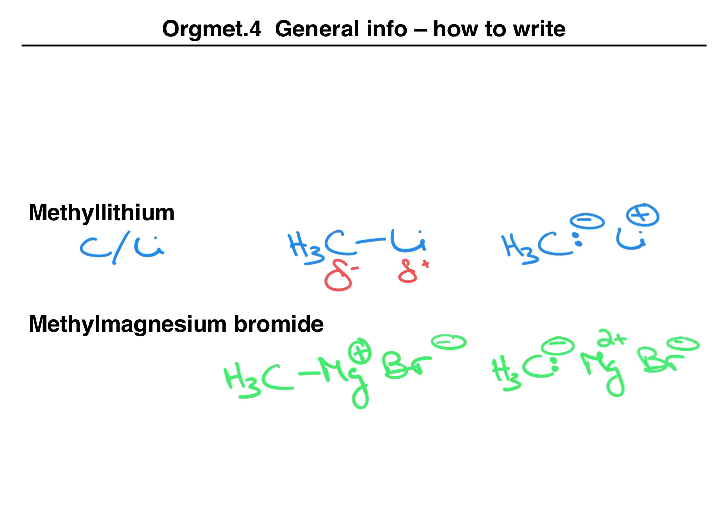Ideally, we want to write it based on the bond, whether it's primarily ionic or primarily covalent. But in terms of a reaction, you need to think of it the way that it reacts, which means we want to think of it as a nucleophilic carbon. And in our next video, we're going to start to look at the importance of these nucleophilic carbons.